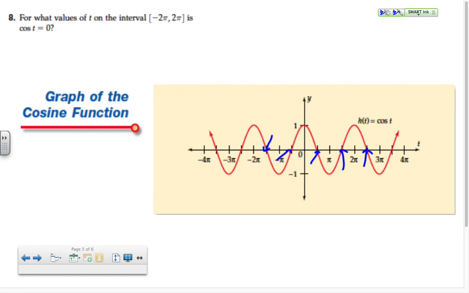So this is negative 3 pi over 2. This is negative pi over 2. This is pi over 2. This is 3 pi over 2. And that's as far as we go. From negative 2 pi to 2 pi, how many places does it hit the 0 line? 4 places.